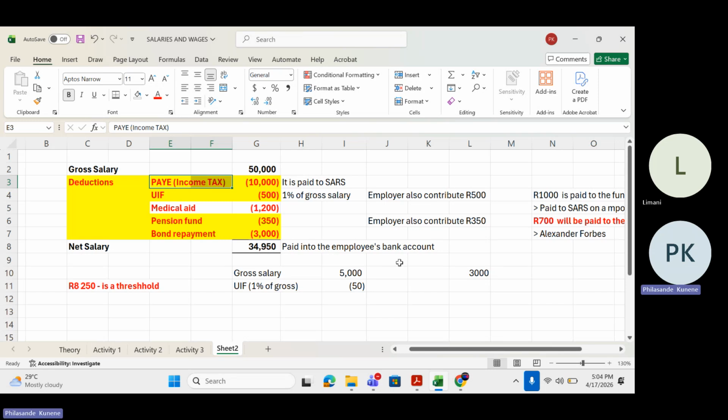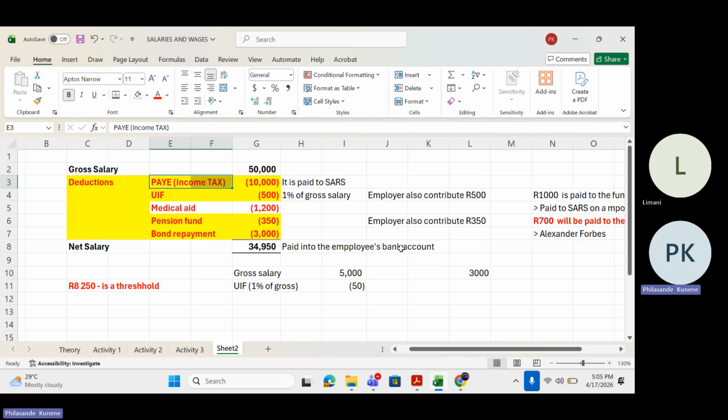Does it make sense? Yes, there's no difference between pay as you earn and the income tax. It is the same thing. Just that we call it pay as you earn because it comes from your salary. It's a tax that is paid based on your salary. It is pay as you earn because of that.